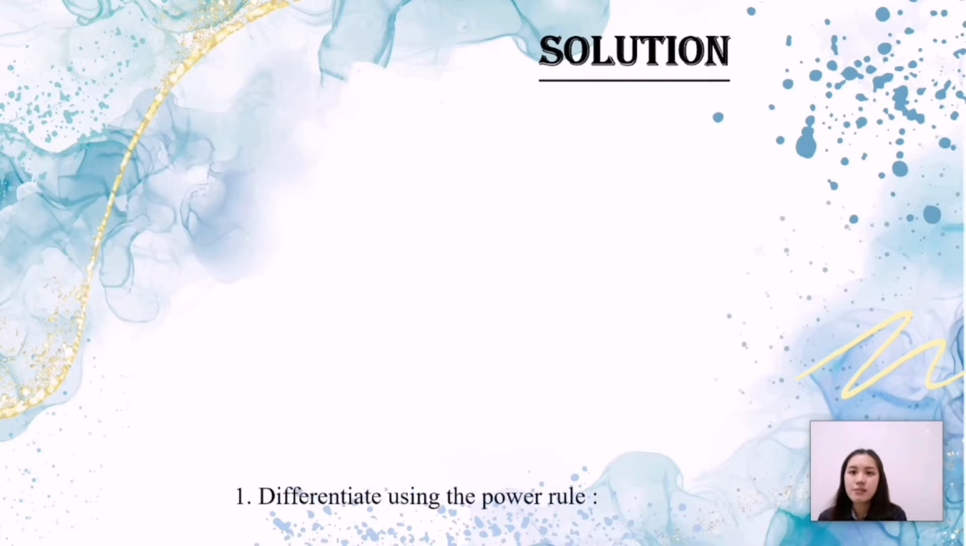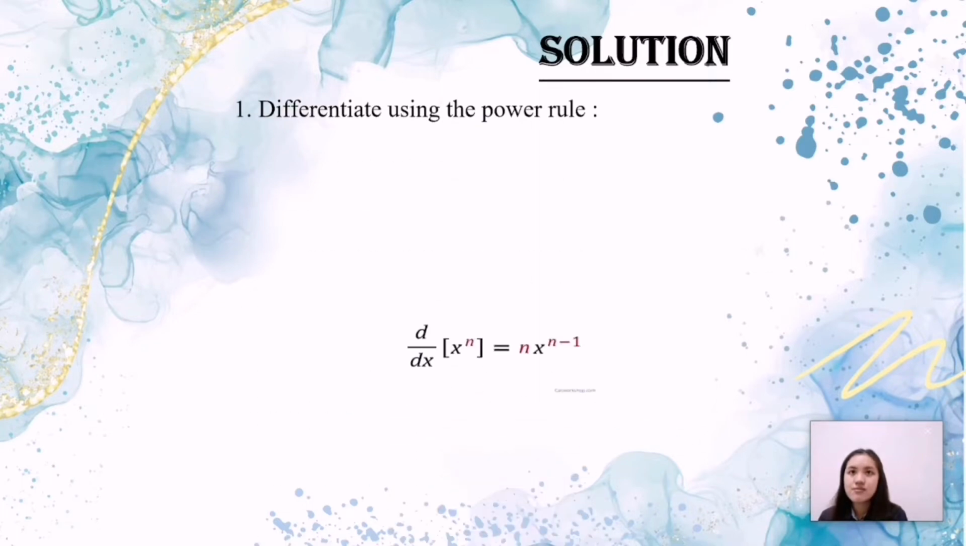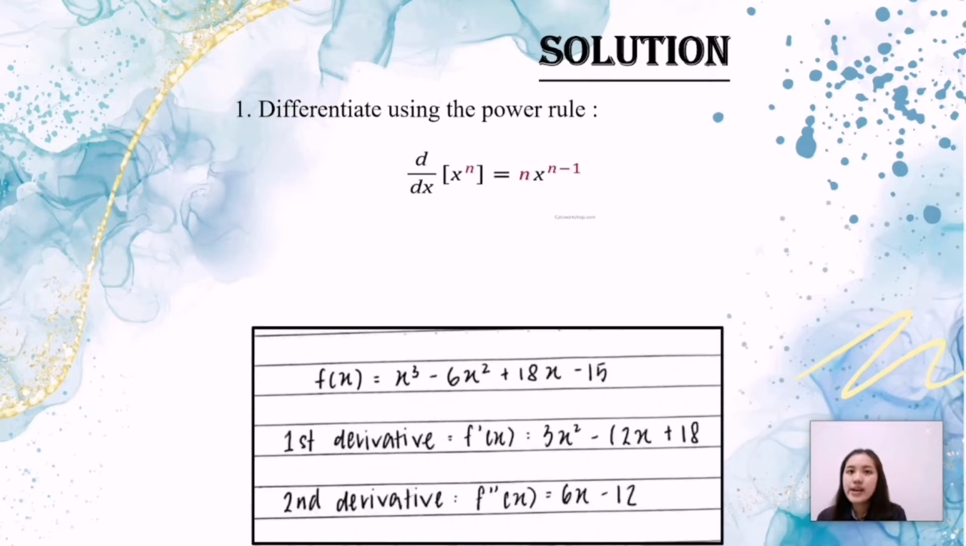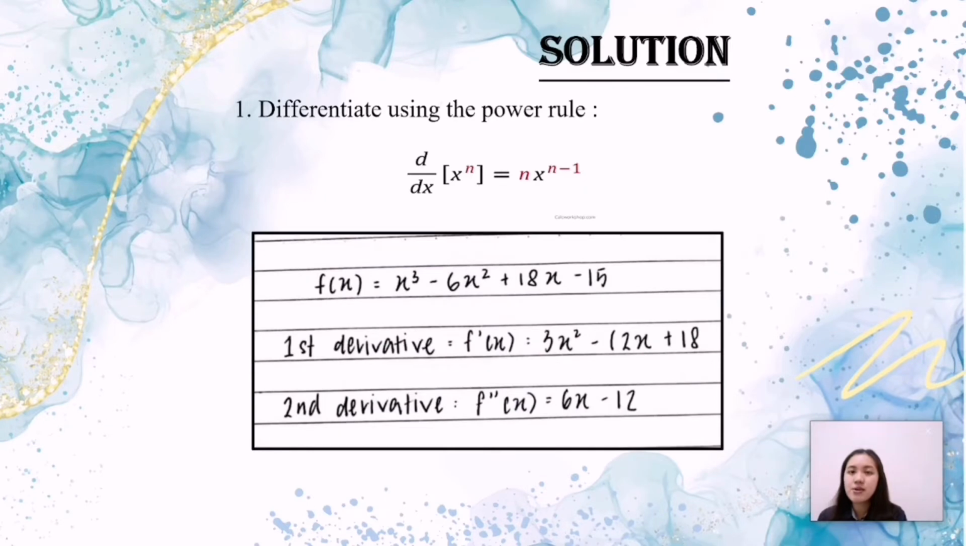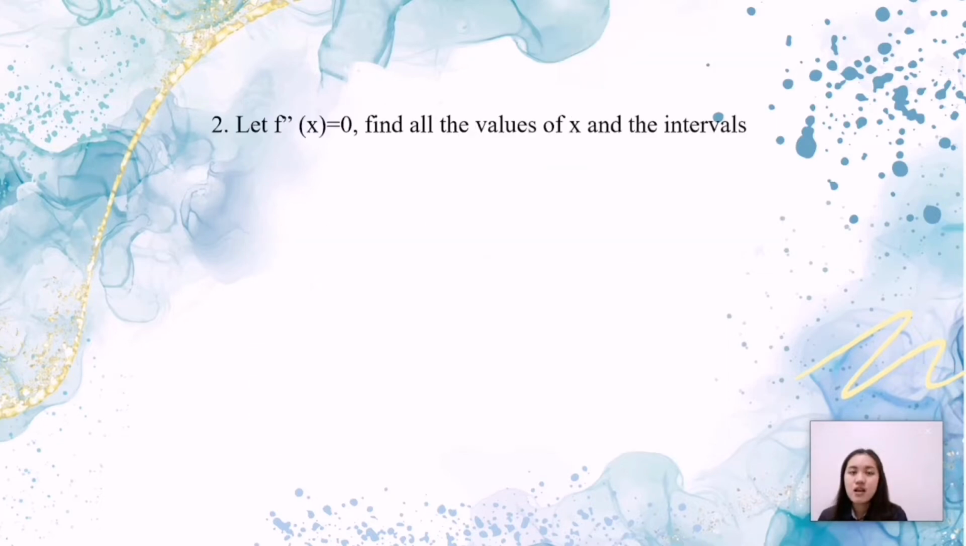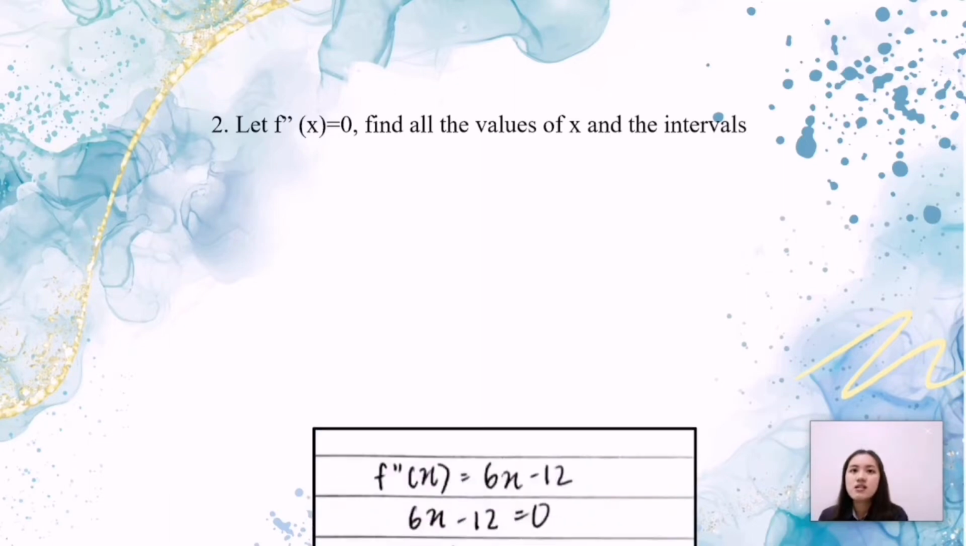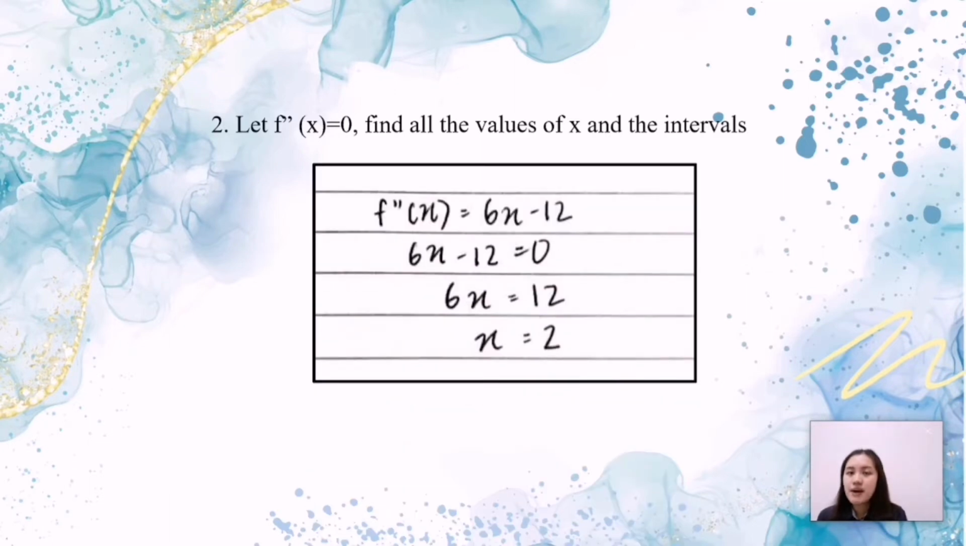First, differentiate using the power rule. So we can notice that the first derivative will become 3x squared minus 12x plus 18, and the second derivative will become 6x minus 12. Second, let the second derivative equal to 0 to find the value of x and the intervals. So 6x minus 12 equal to 0, we can notice that x will become 2.